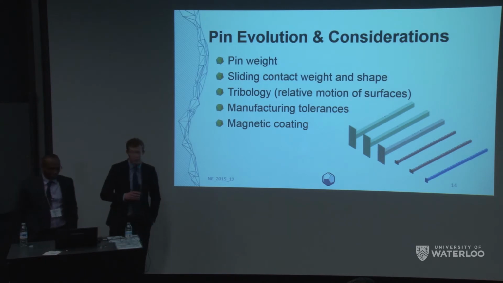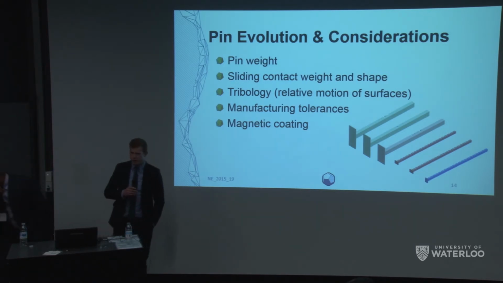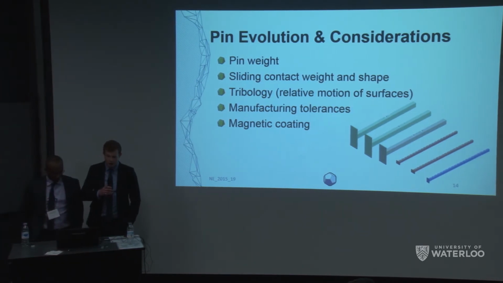So next was the pin evolution to go along with the enclosure. Similar things, there's kind of four iterations we used, going from very, very large pins to much smaller. We tried larger parameters here. The pin weight itself is always going to be a factor. The effects of sliding contact.